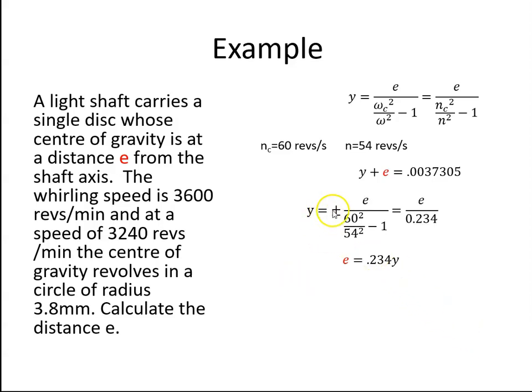Okay, y is equal to plus or minus e over 60 squared divided by 54 squared minus 1. So it's just this equation here. And when we solve that, we get e over 0.234. That means e is equal to 0.234y. Now I'm only going to use the positive value and not the negative value, because when we drew the circle, I had shown y going in this direction, and that was the positive direction. Okay, so we're just going to use the positive value.